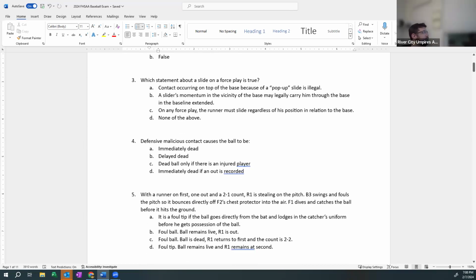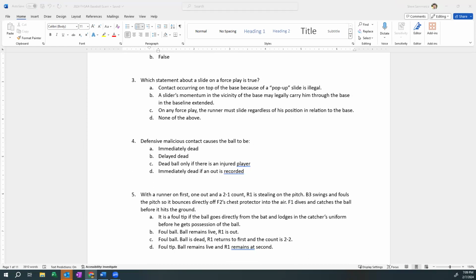All right. Defensive malicious contact causes the ball to be A. Oh, it might be more. I don't know. Immediately dead. No, the ball is always immediately dead on malicious contact. Yeah, A.